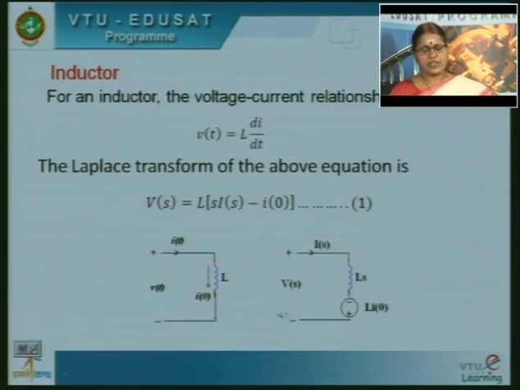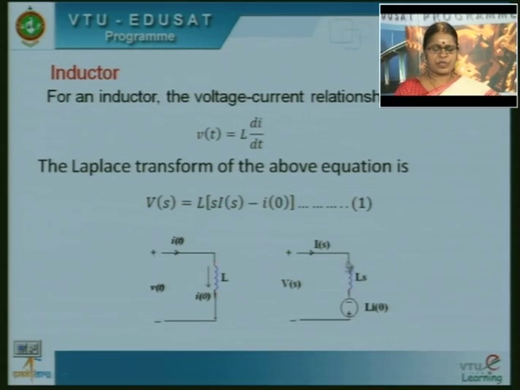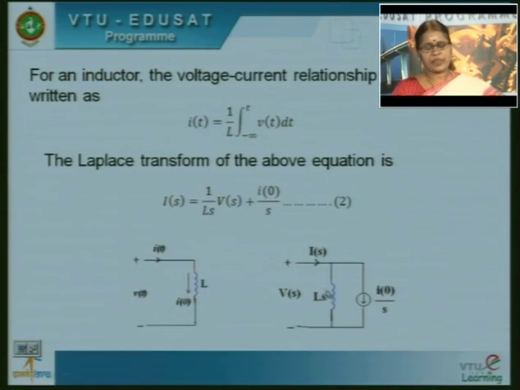Same thing holds good even in the series equivalent circuit. If the initial value of current is 0, this term happens to be 0, then your equivalent circuit is: V of S is the voltage applied to the circuit, I of S is the current, and the impedance given by the inductance is Ls. So, it can be just viewed as a passive circuit with V of S as the voltage, I of S as the current, and Ls. Whether it is a series equivalent circuit or parallel equivalent circuit, the value of impedance is just Ls. So, L in time domain can be translated into Ls in frequency domain.